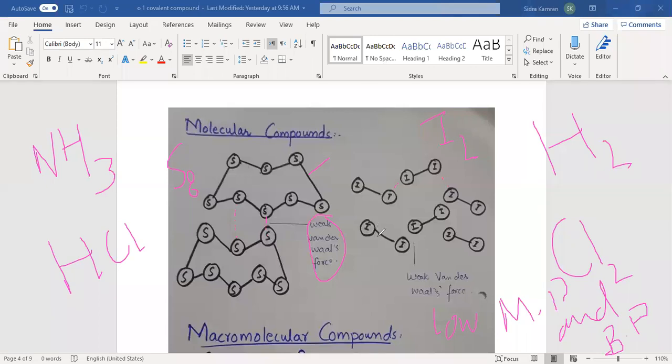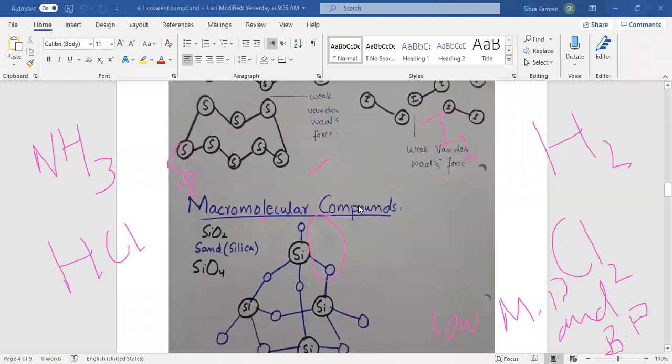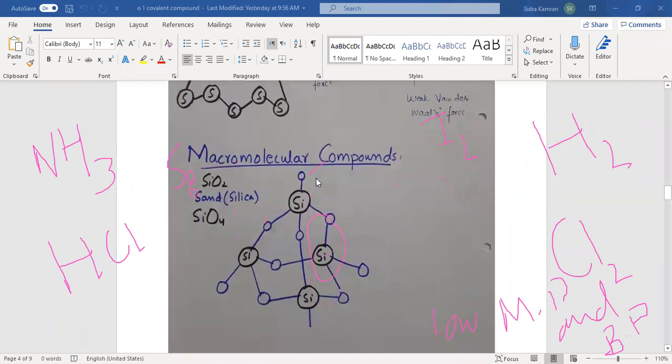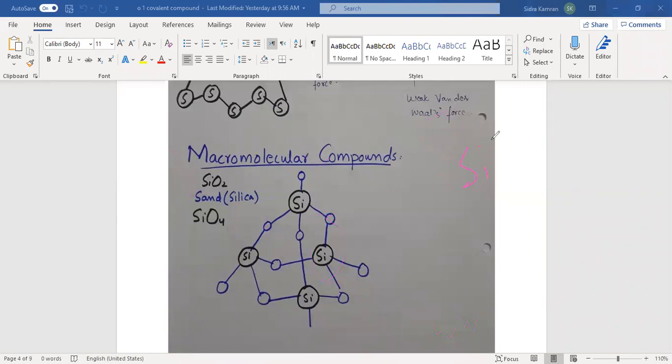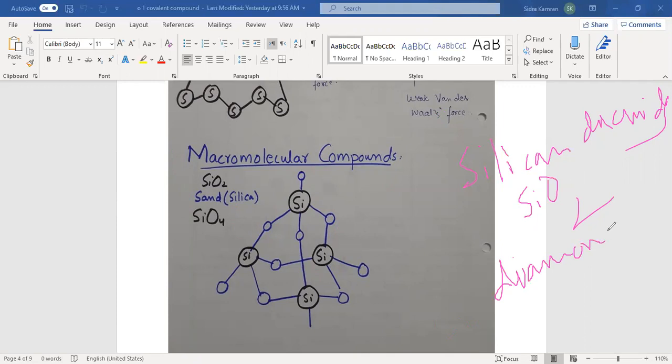In contrast, macromolecular compounds, as I gave you the example of three macromolecular covalent compounds: silicon dioxide, the formula is SiO2, diamond and graphite. These are three examples of macromolecular covalent compounds.